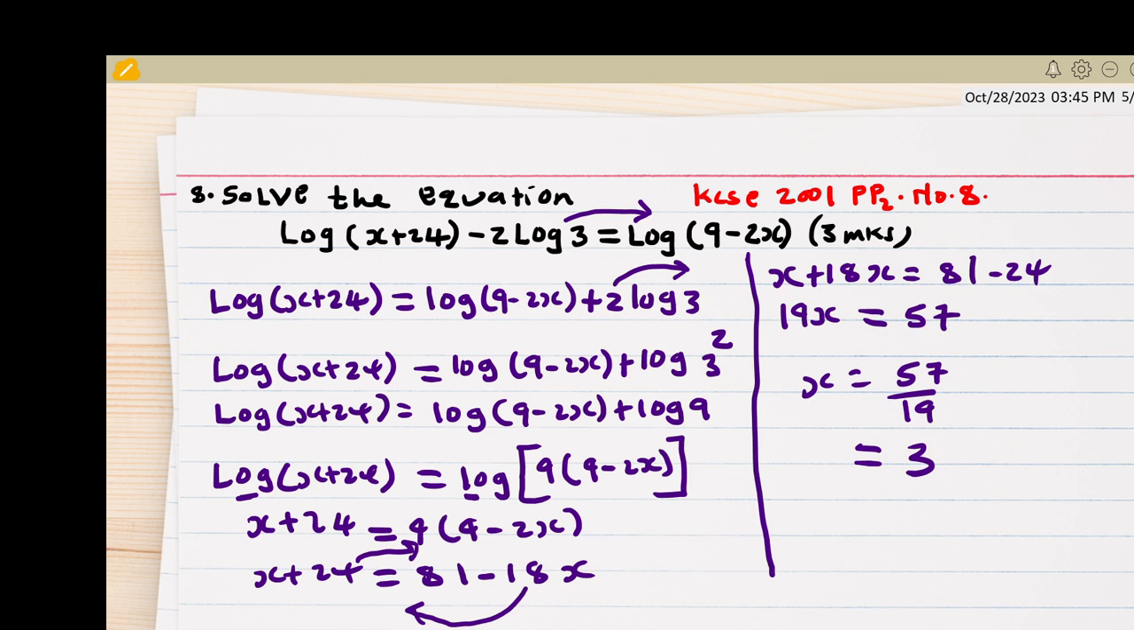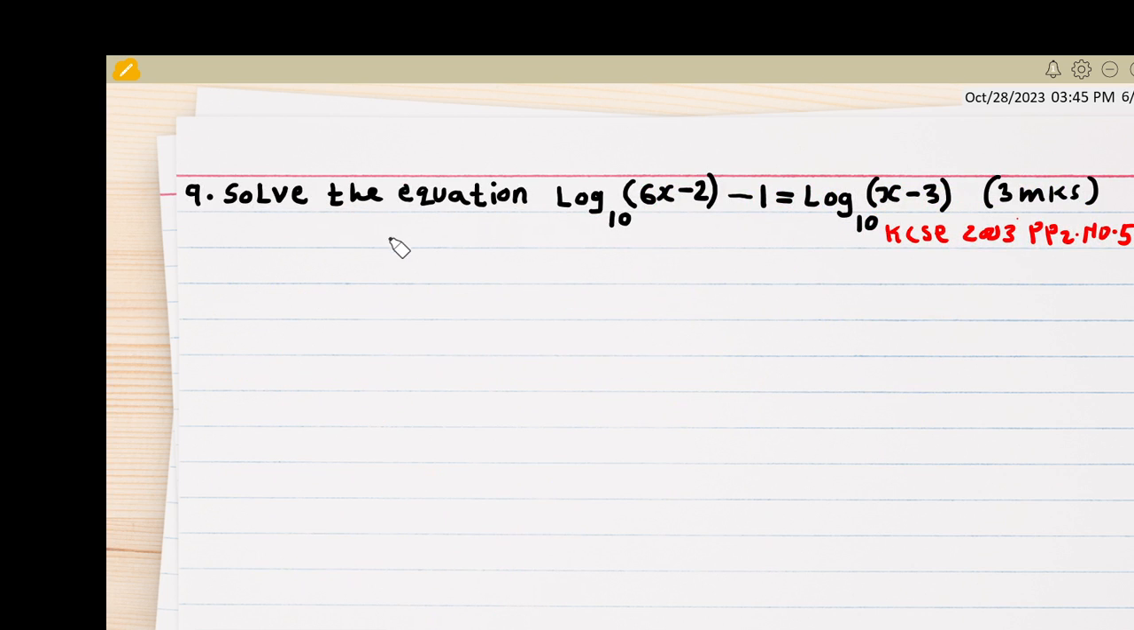Then we move to the next example, which is example number 9. Example number 9 reads: solve the equation log to base 10 of (6x minus 2) minus 1 is equal to log to base 10 of (x minus 3). It's a past paper equation done in 203, paper 2, question number 5. So the first thing we are going to do, we'll break this one down. It is always easier to work with positive values.